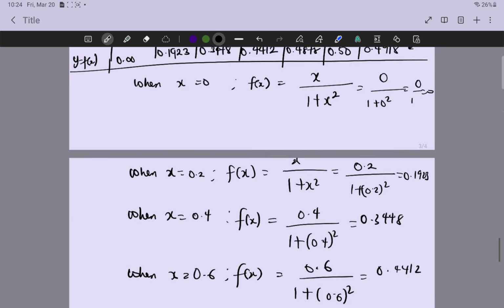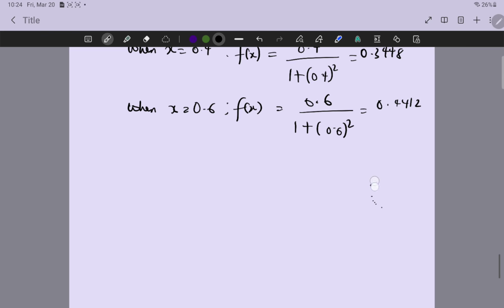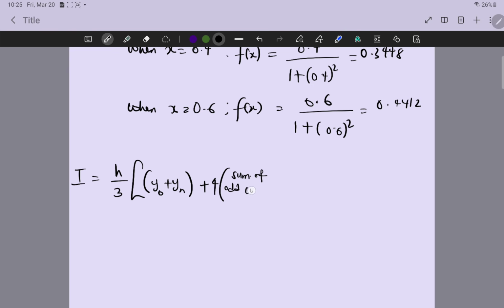All right, so having generated your table, we now apply Simpson's rule, which says that I is equal to h over 3 into bracket y0 plus yn. This means the one at the beginning and the one at the end, plus 4 into bracket the sum of odd ordinates, plus 2 into bracket the sum of even ordinates. Is that not? And then we do this.